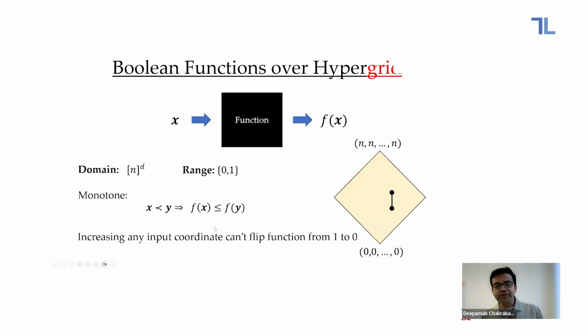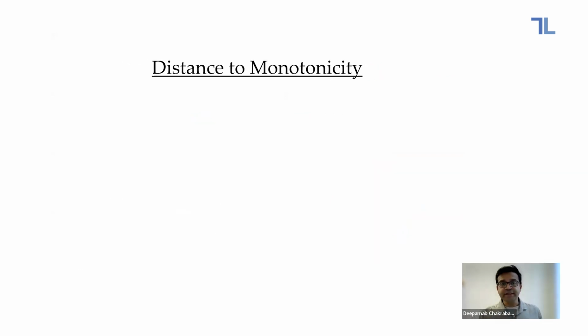And now the way to think about it is that increasing any input coordinate cannot flip the function from 1 to 0. So that's what a monotone function is. Of course, one can talk about general ranges, and there is a lot of work on that, but to chart out the territory that we are going to talk about, we're going to talk about only Boolean range functions for most of the lecture series. Okay, so that's monotone functions.